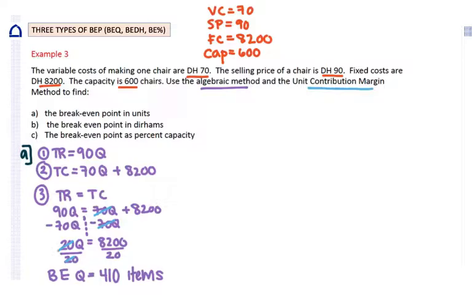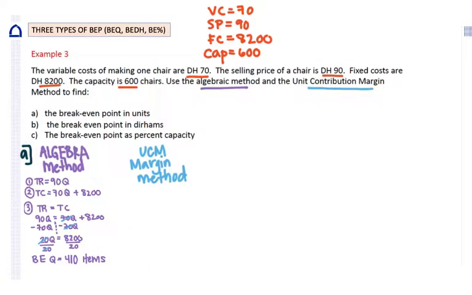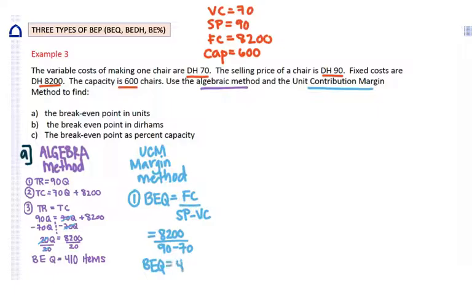That's the algebra method. Now we'll do what, in my opinion, is the easier method. The margin method just has one step. You just directly say the break-even quantity is the fixed cost divided by the margin, and margin is always selling price minus variable cost. So we plug and chug the fixed cost, 8,200, divided by 90 minus 70. When you do that calculation, guess what? You'll get the same answer, that the break-even quantity is 410 items.